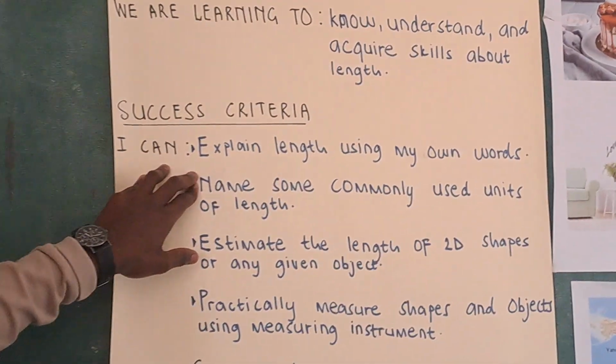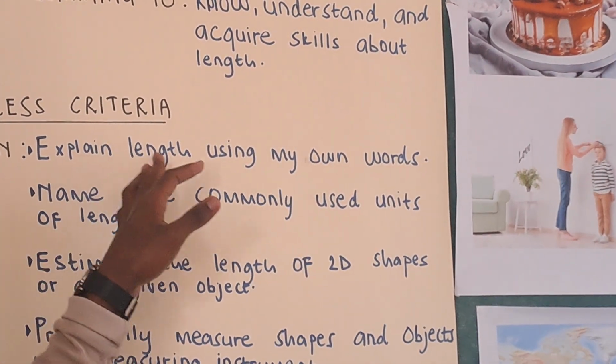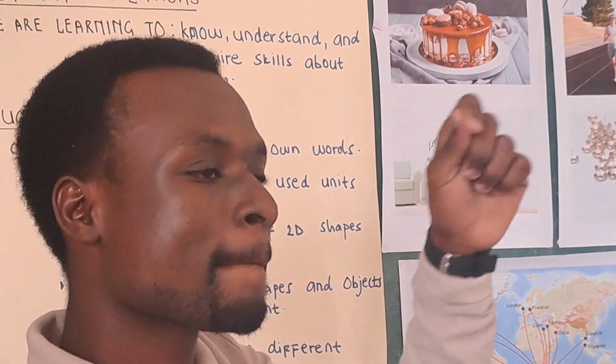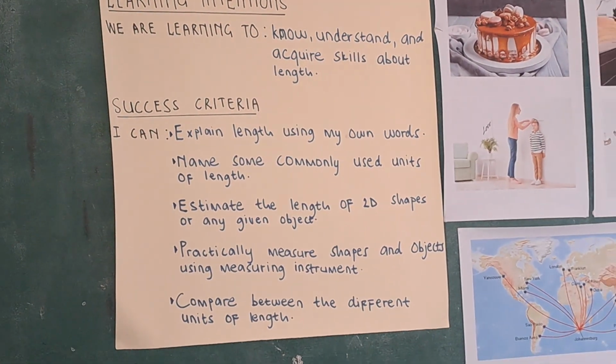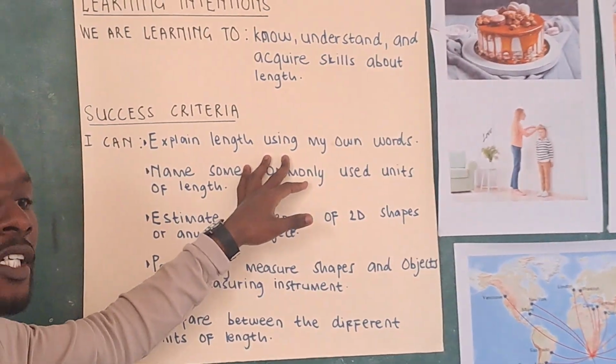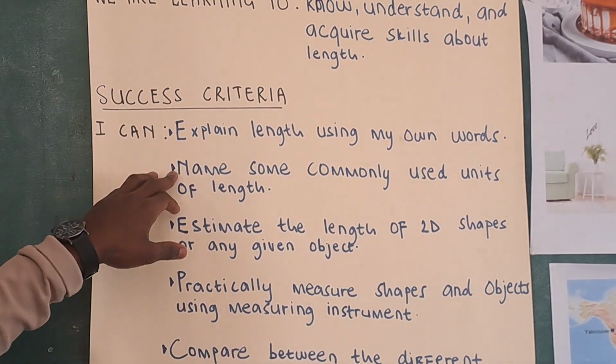Can you read our first success criteria? I can explain length using my own words. At the end of this lesson, to see that you have successfully obtained what was taught today, you have to know how to explain length using your own way.